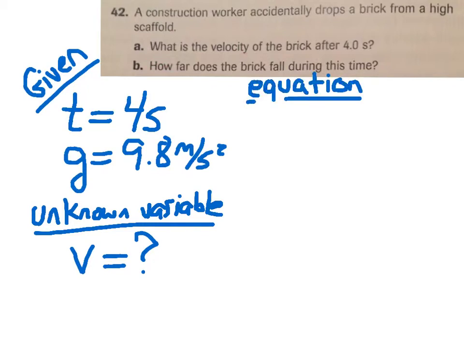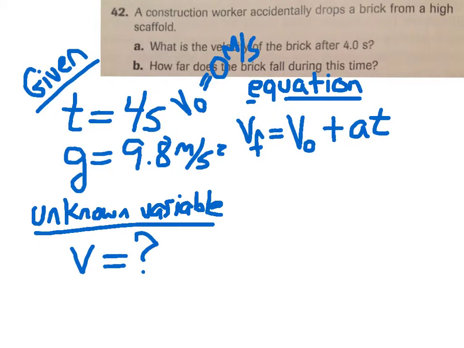So what we're looking for is an equation with time, acceleration due to gravity, and speed. The closest equation is Vf equals V naught plus At, and if you read the problem, you can probably figure out right away that the V naught, the initial speed, is 0. This is very common in word problems. A construction worker accidentally drops a brick from a high scaffold. Unless they actually say the initial speed, you can go ahead and assume it's 0.